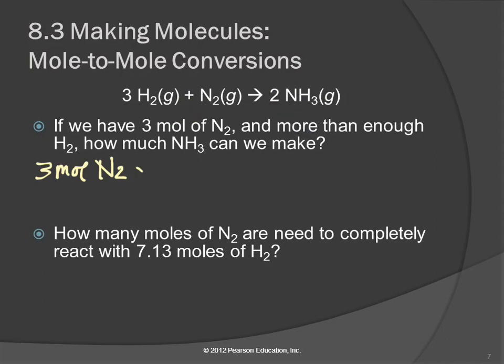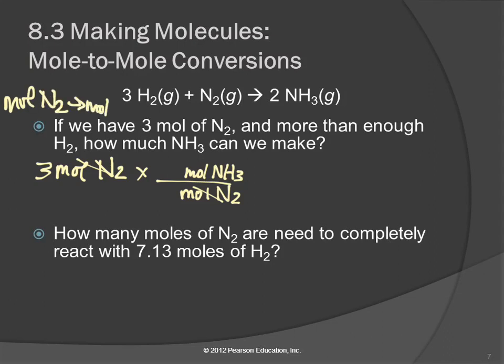So what I'm going to do is I'm going to put in the units first. I want to find out how much ammonia. So I want moles of ammonia on the top, because that's what they're asking me for. And then I'm going to put moles of nitrogen on the bottom so they cancel out. So my path for this one is moles of nitrogen to moles of ammonia.